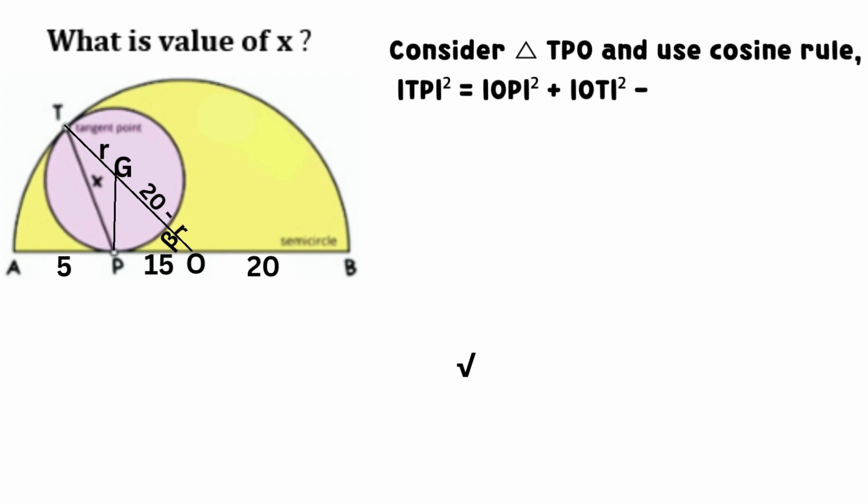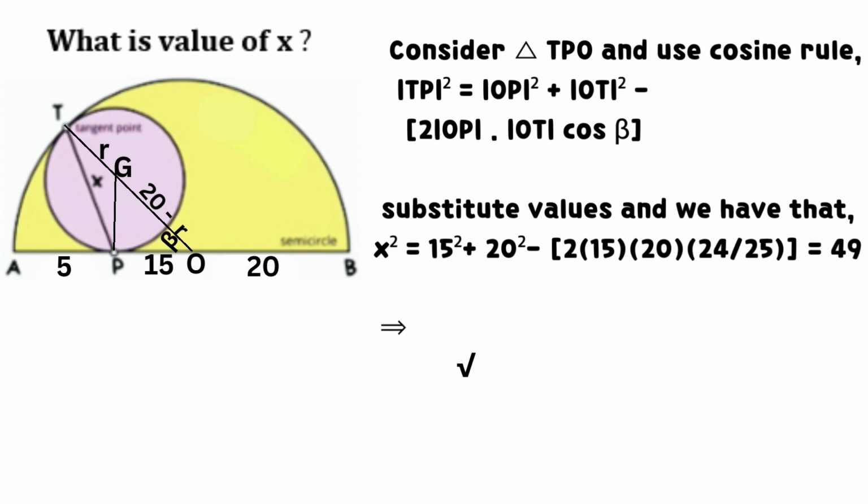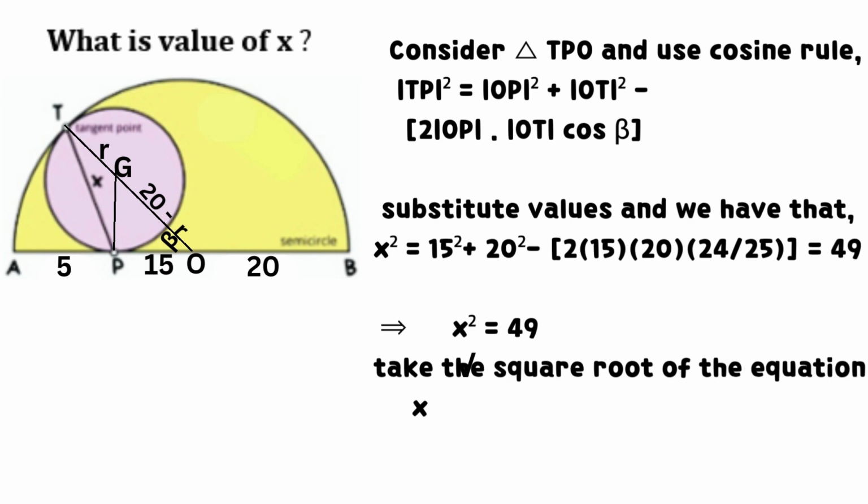Consider triangle TPO and use cosine rule for the square of line TP, as shown on the screen. Substitute values and we have that the square of x equals the sum of the square of 15 and the square of 20 minus 2 times the product of 15 and 20 times 24 divided by 25, which equals 49. Take the square root of the equation. x equals the square root of 49, which equals 7 units. Therefore, the required value of x equals 7 units.